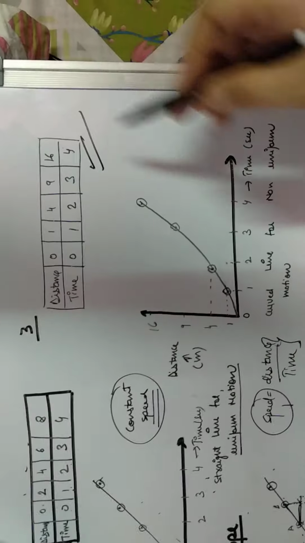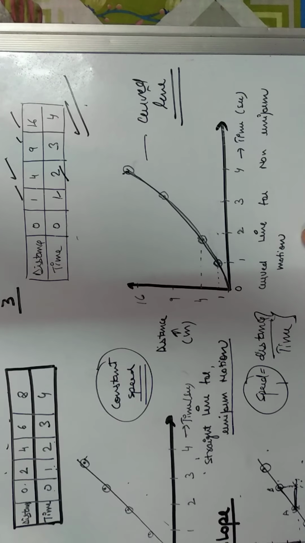Now, for the non-uniform kind of curve, suppose you have data like this. For the first second, it covers 1 meter. For the second it covers 4 meters, then 9 and 16. When you plot this kind of data on the graph, you'll get a non-linear curve or a curved line. This curved line represents non-uniform motion. That means a body covers unequal distance in equal intervals of time. And this curved line is for non-uniform motion.